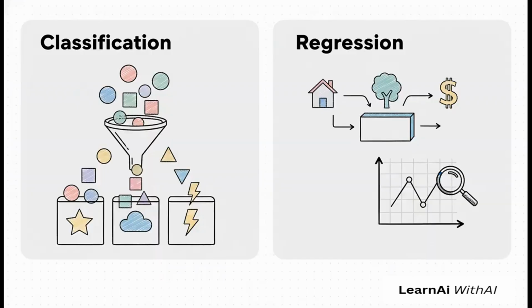Then, on the other side, you have regression. This is all about predicting an actual number. How much will this house sell for? What's the temperature going to be tomorrow? The answer isn't a label, it's a specific value.